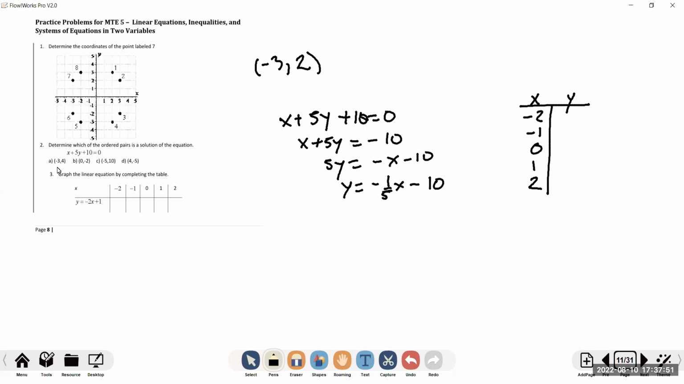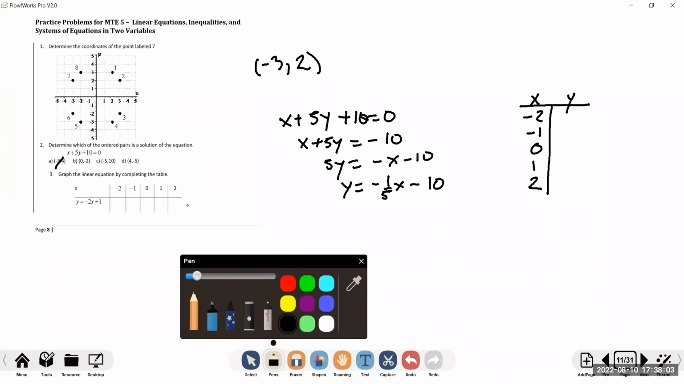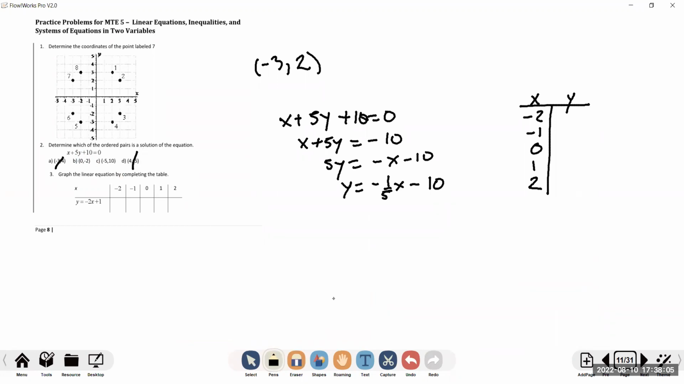So I don't need to test A. I can test B. B might work because 0 is a multiple of 5. I don't need to test D though, because 4 is not a multiple of 5. So let's look at B. Is 0 minus 10 equal to -2? No. Is 1 minus 10 equal to 10?